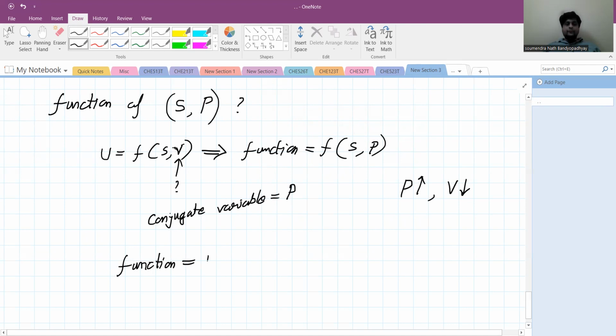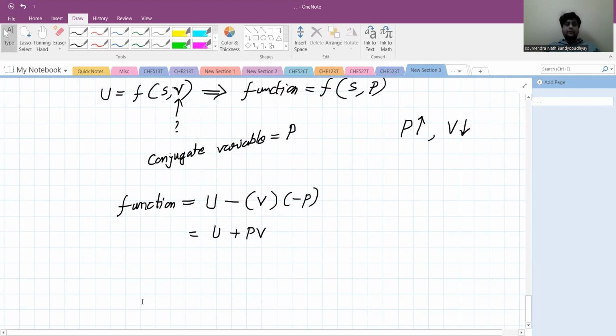So the new function will be the original function minus the dependencies on the variable. So you want to replace volume. Okay, so this is volume you are subtracting, and you want the conjugate variable pressure, but there is a negative dependency. Negative means if pressure goes up, volume should go down. So the new function will be U minus volume multiplied by minus P. So U plus PV. Okay, so the new function is U plus PV.